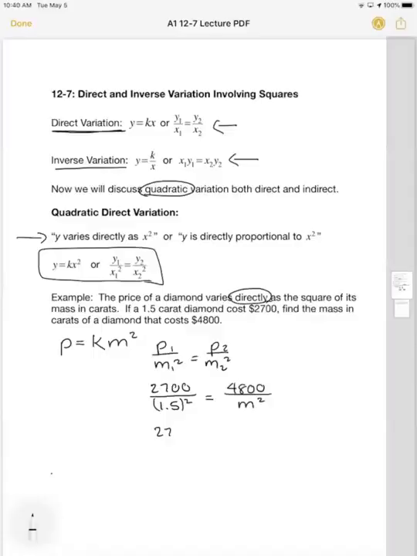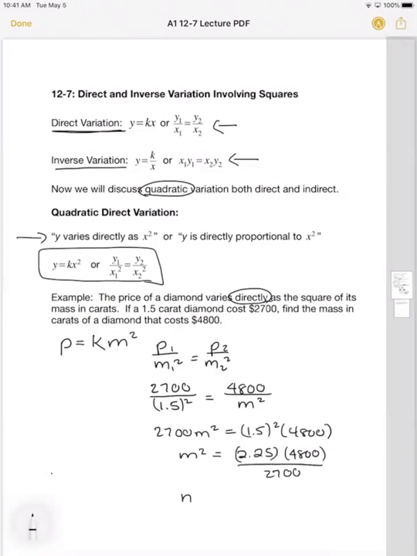2,700 times my mass squared is equal to 1.5 squared times 4,800. And so my mass squared is going to equal, well, I'm going to take 1.5 and square it. That is 2.25 multiplied by 4,800 divided by 2,700. Okay, now remember, we're solving for the mass squared.